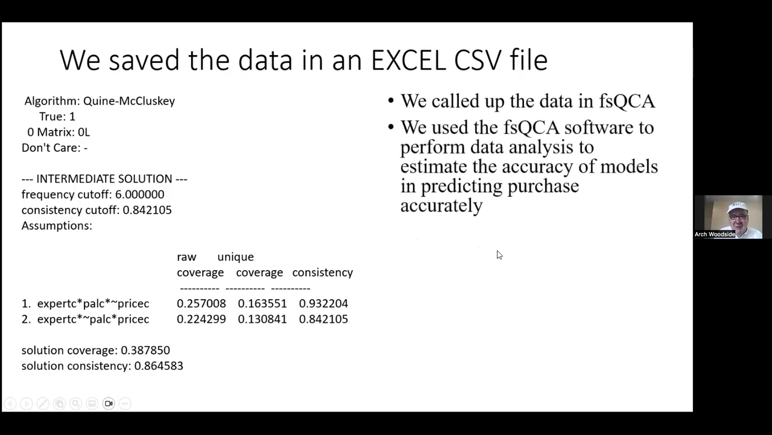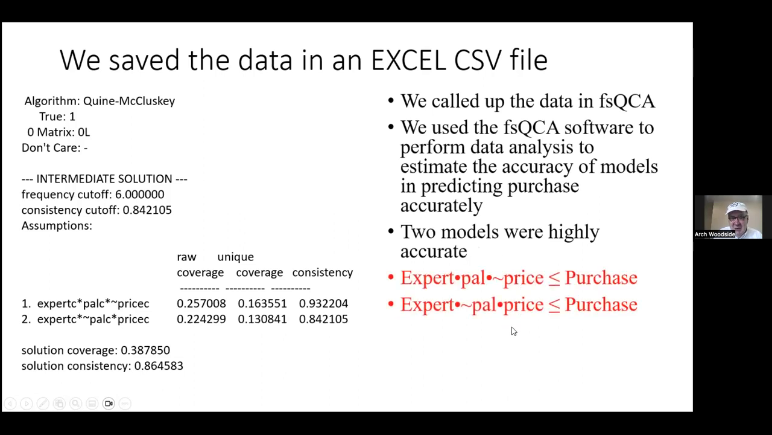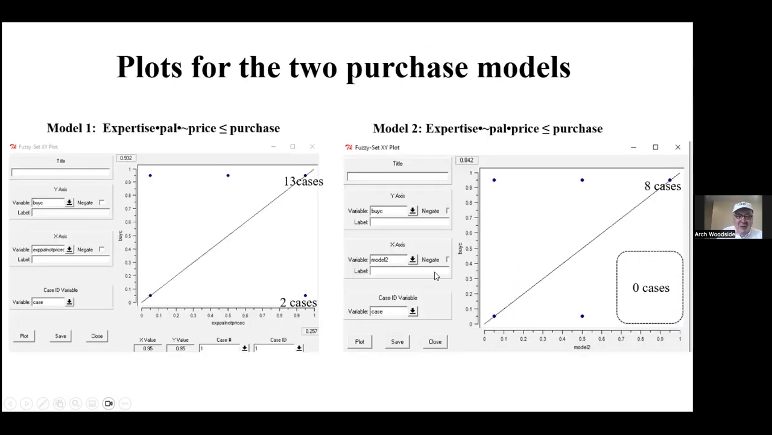All right, so we have two models that are highly accurate. These are the two models that just repeat what's on the left. It's real important to do XY plots. Now, this plot doesn't look like much, but here's a plot of the first model on the left. Here you've got 13 cases. First of all, you've got cases with high membership scores in this model of expert, PAL present, low price, and 13 out of 15 cases purchased.